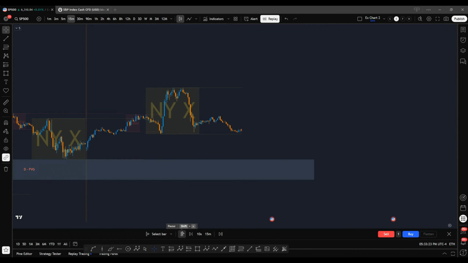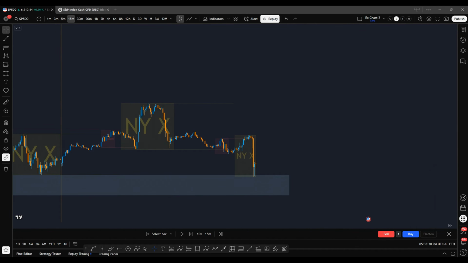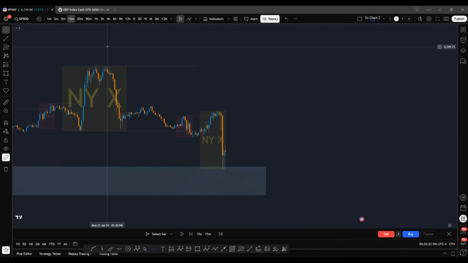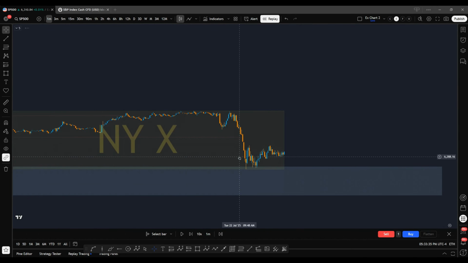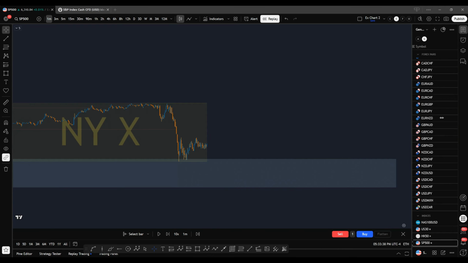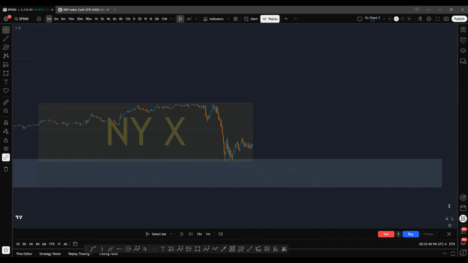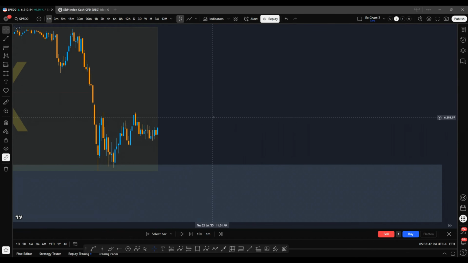So we have to let price play out to the next day. So we wait for news to hit. Finally, news tapped into that daily fair value gap. Now I want to look for a change in trend on the lower time frame so I can get in a pretty nice sniper scalp here.